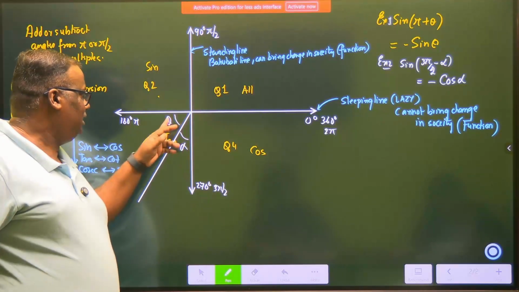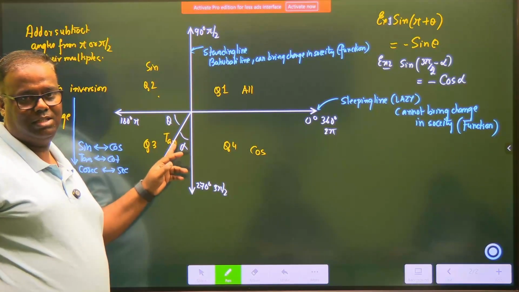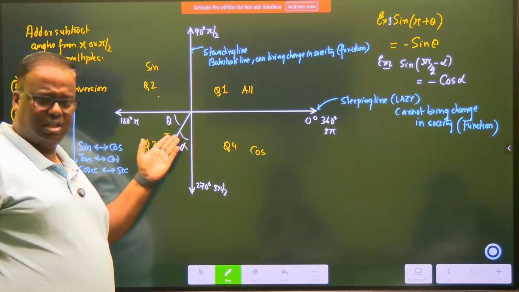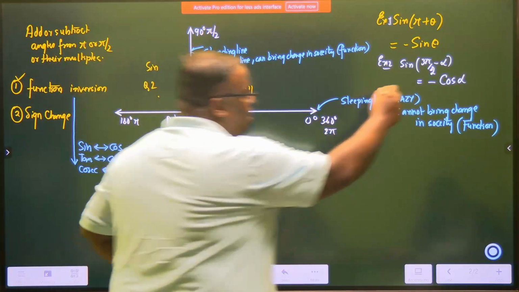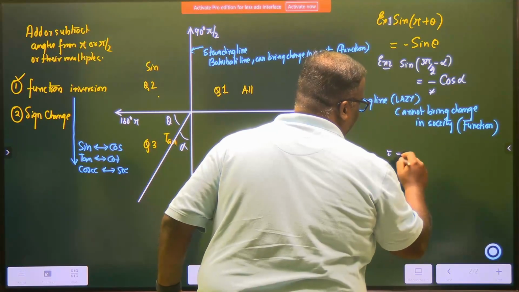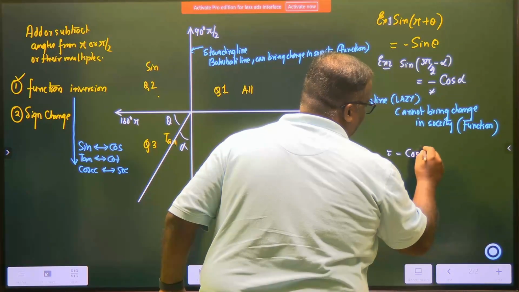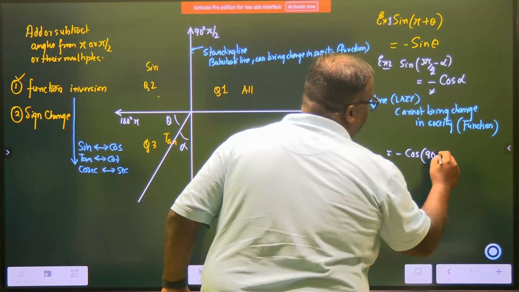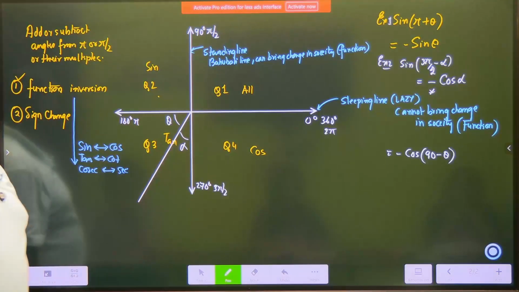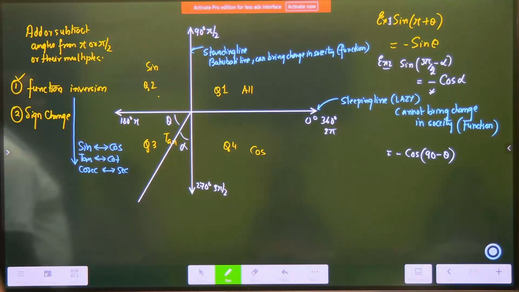Now alpha and theta are complementary angles. Whatever will be alpha's value will also be theta's value. So from here, can I write it as negative of cos of 90 minus theta? 90 minus theta is alpha, right?